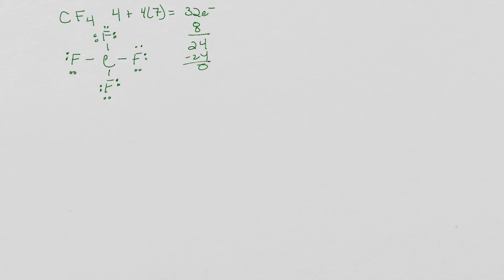Now, geometry. So if we think about our geometry, we have 4 electron groups, right? 1, 2, 3, 4. So we have 4 electron groups. Now, if we have 4 electron groups, that tells me that I have tetrahedral base geometry, we call electron geometry.